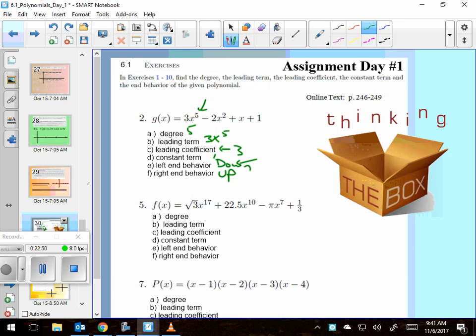I'll say that again. If the main term, the one that's the biggest, is odd, then the ends will always be different.